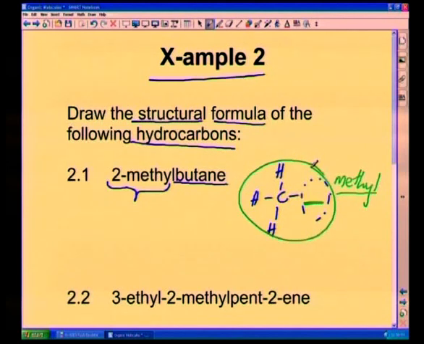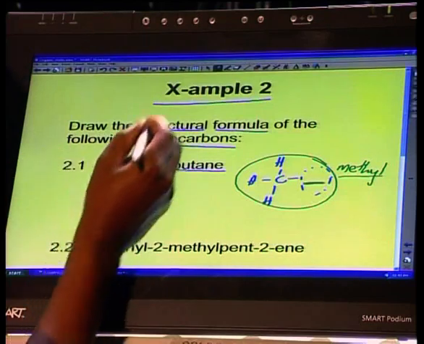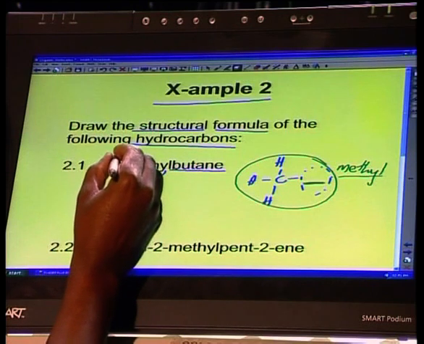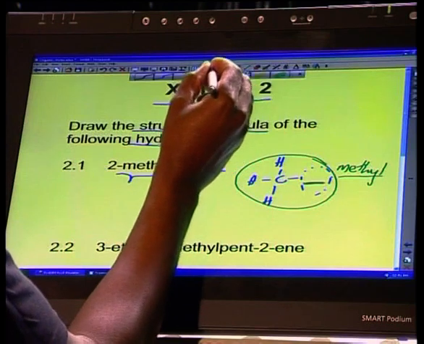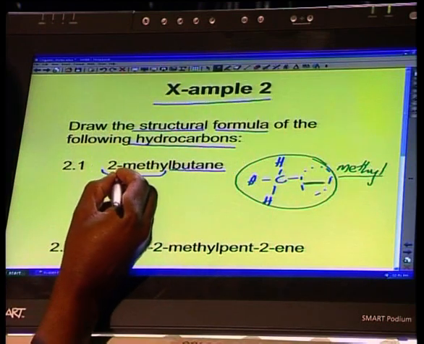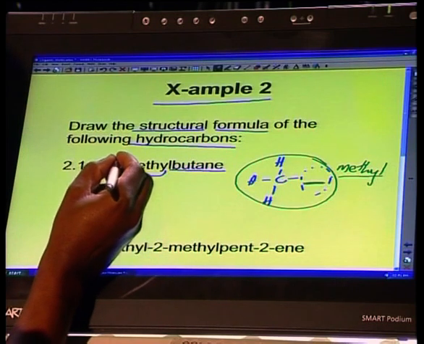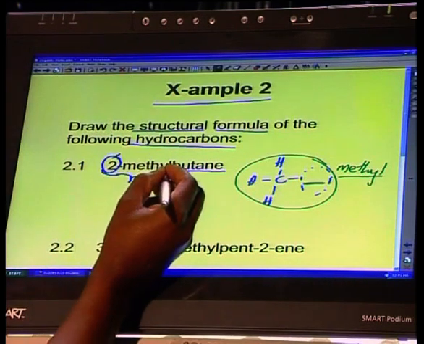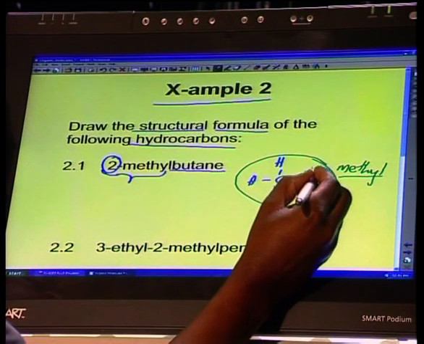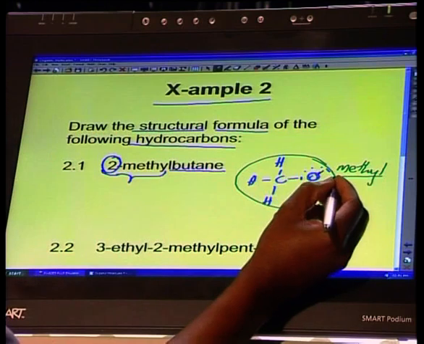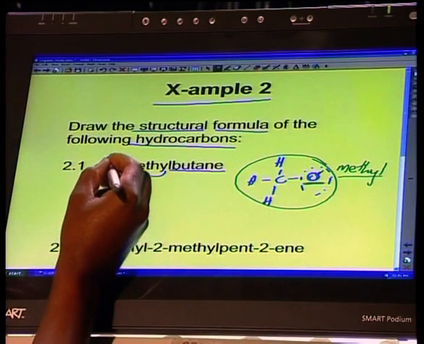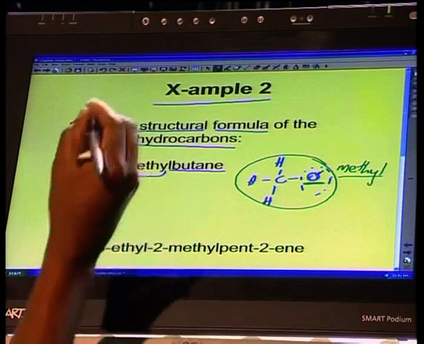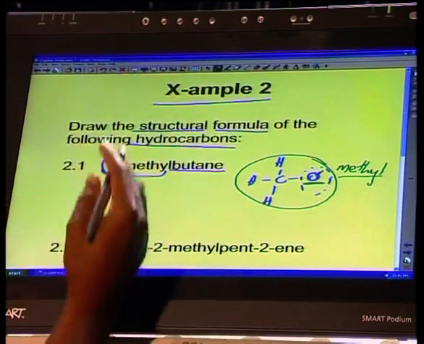Now, the other question we need to answer is this two here. What is the significance of that two there? This two tells us the number where this methyl group is attached. Remember I said there is no hydrogen atom there, so it can be attached anywhere. So it tells us the carbon atom number where this methyl group is attached. Now let's start to draw this.